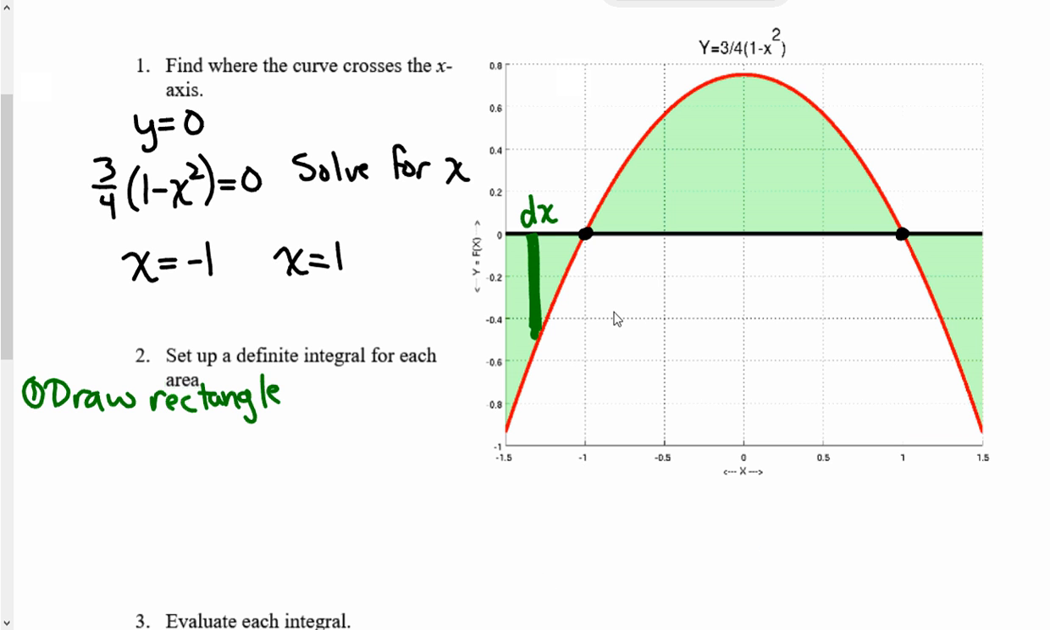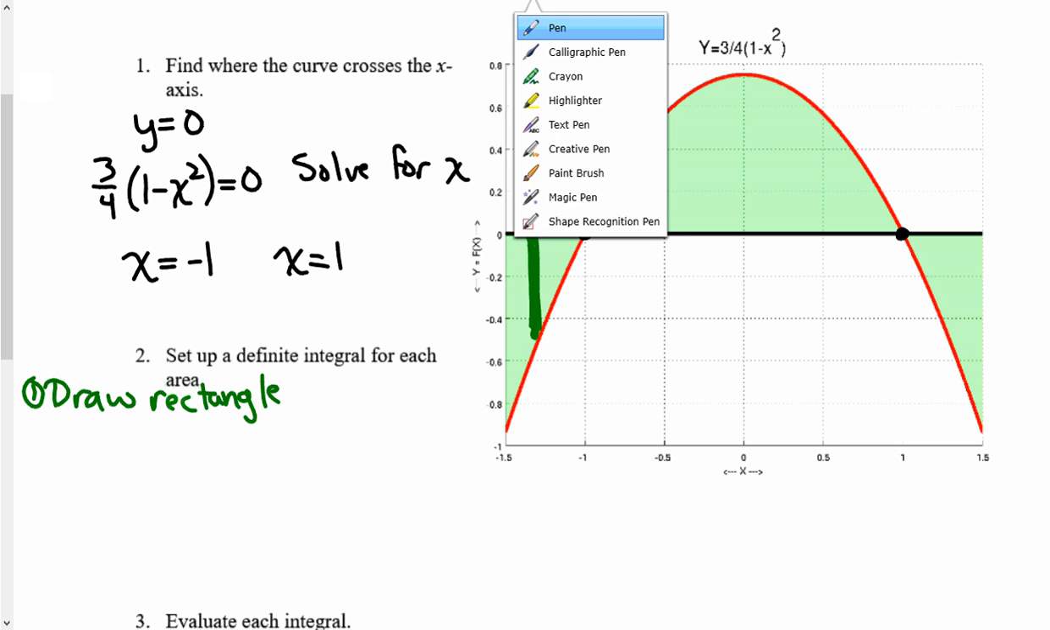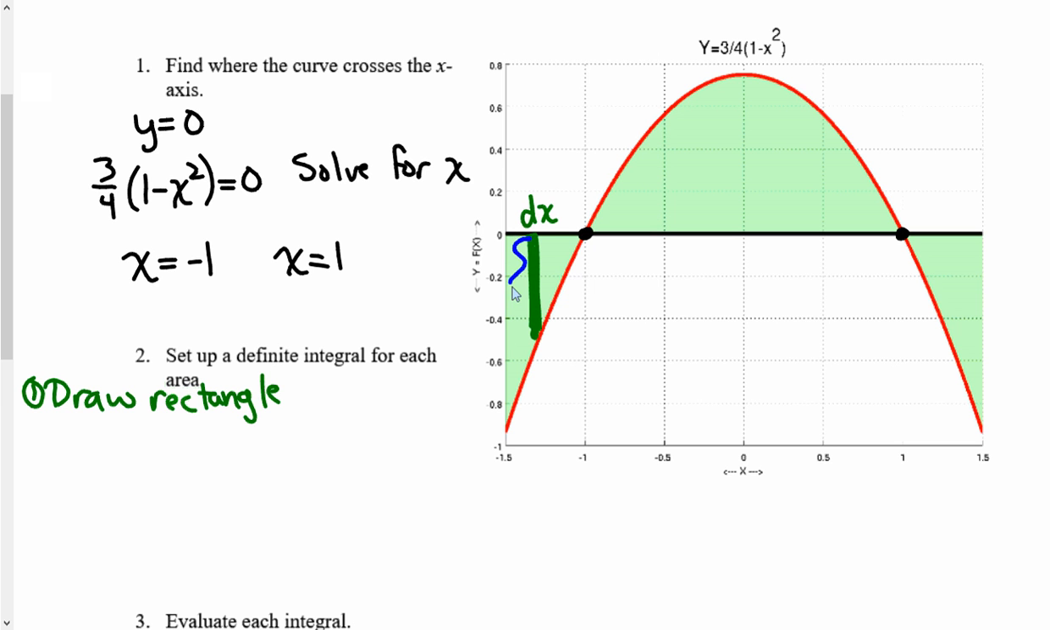Sorry, so my width was dx, and that does tell me that my height is going to be a y. Drawing in the remaining rectangles, again, I touch the curve and I touch the x-axis, my boundary, and I have a dx, and then I will have a y. And finally, I draw in this rectangle, touching the x-axis and touching the curve. My width is dx and my height is a y.